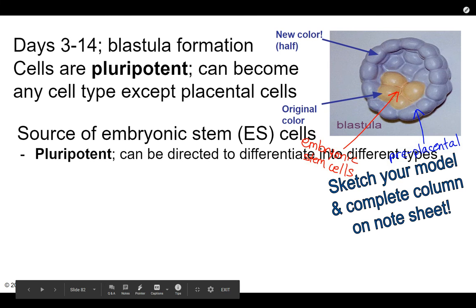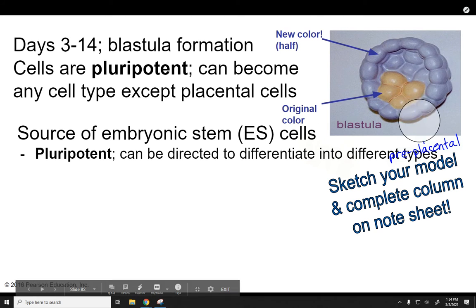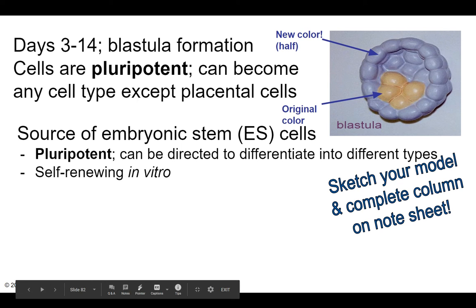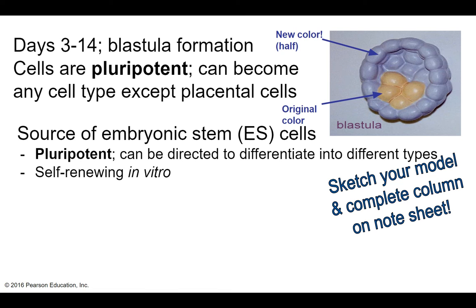These are used in research because they have the ability to differentiate into all different types of cells within an adult organism. They can no longer become placental cells, but they still have the ability to become every single cell type within our body. These are self-renewing in vitro, which means if you take out this little clump of cells in the middle and put them in a petri dish, they will still continue to divide and divide and divide indefinitely.